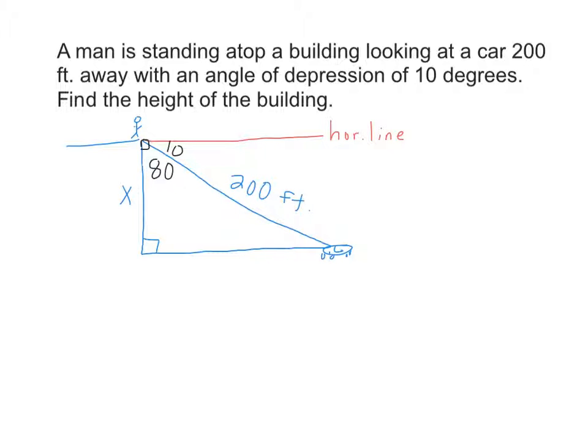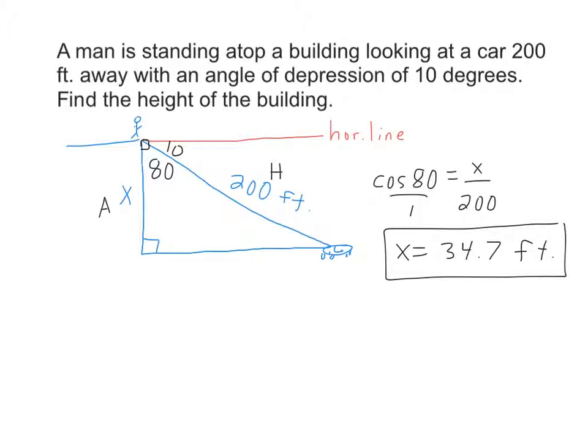So if we're going to find x, notice that this x is an adjacent side and this 200 is a hypotenuse. So go ahead and solve this using a trig ratio. So hit pause. Alright, so if you did this correctly, you got 34.7. Make sure you use cosine since we're dealing with an adjacent side over hypotenuse. So the building would be 34.7 feet. On to the next one.